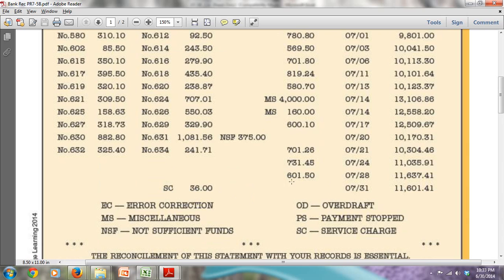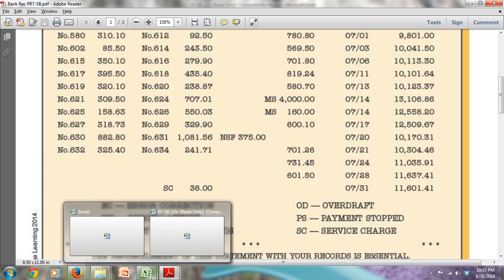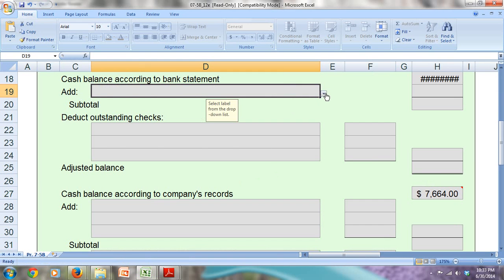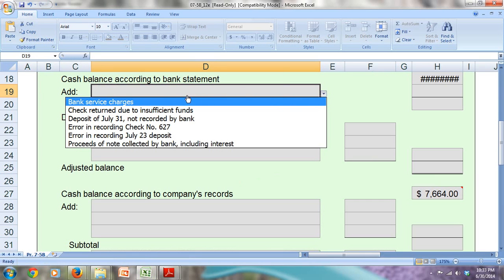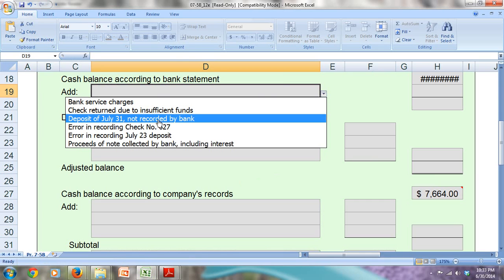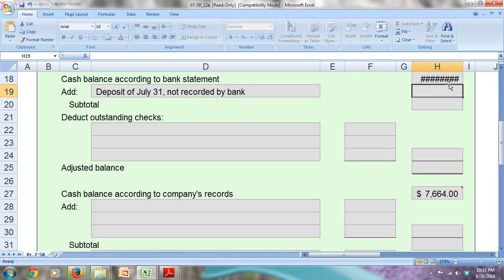I don't see the last deposit there that was made on the 31st for $1,177.87. So that means it's going to go on the bank rec as an addition, deposit in transit. So let's go back to the bank reconciliation and enter that in. So deposit as of July 31st, not recorded by the bank. So we'll go ahead and enter that in, $1,177.87. Perfect. Okay, then we're going to add the unadjusted bank balance to that deposit in transit.